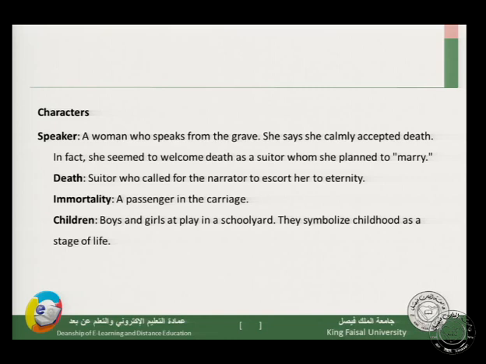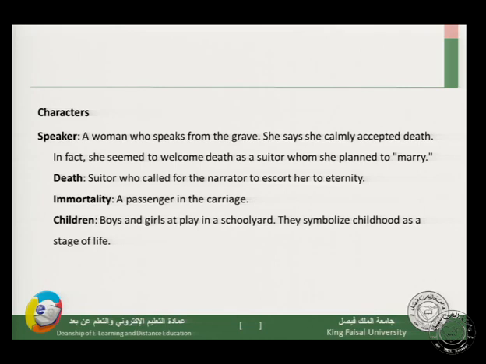Then death, which is a suitor, personified as a suitor who comes to get married to this lady, who called for the narrator to escort her to eternity, to take her to eternity, to accompany her to eternity. Then immortality, a passenger in the carriage, and then children. Okay, these are the characters mentioned in the poem. The speaker, the woman, but then death also is here personified.